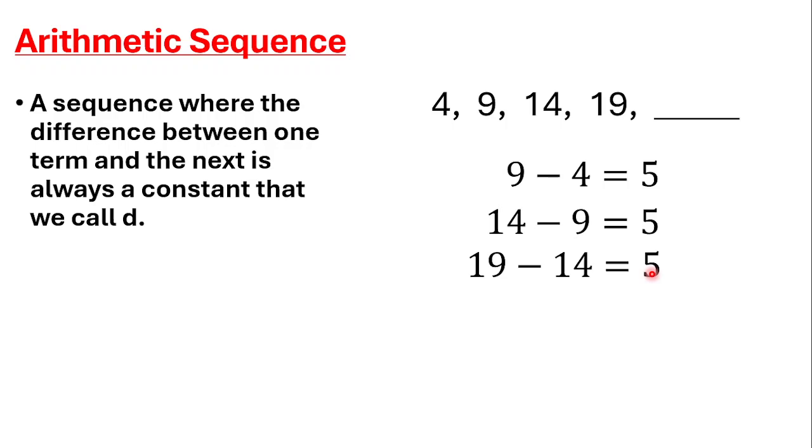Notice that in each case, when we do the difference of these numbers, we get 5, a specific number, a constant. And we call that constant d. So the common difference, d, is 5.